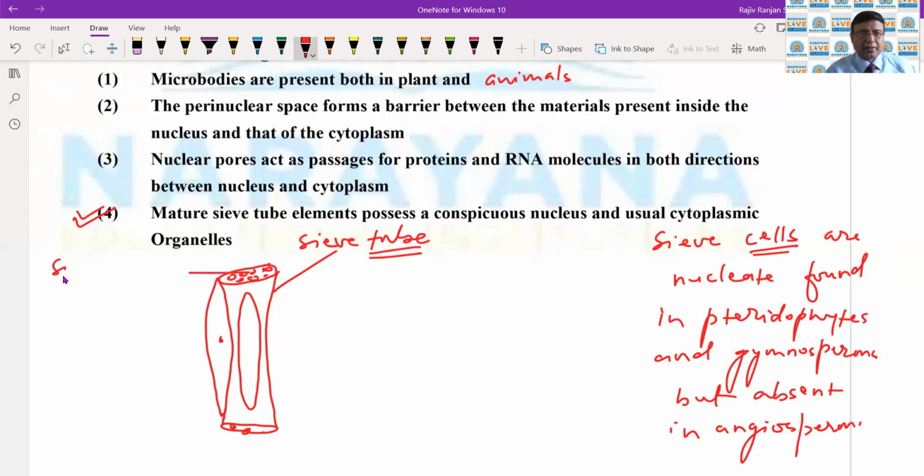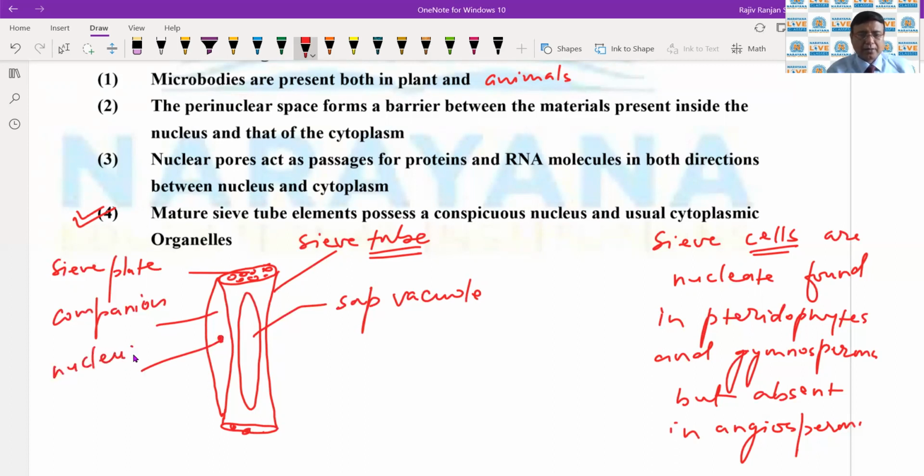It is the sieve plate with pores. It is a sap vacuole. And it is a companion cell, the nucleus of which controls. Companion cell is nucleate. And this nucleus also controls the activity of the sieve tube. So here, the mature sieve tube elements do not have any conspicuous nucleus, and the usual cytoplasmic organelles are also absent, so that the flow of the food becomes faster and more efficient.